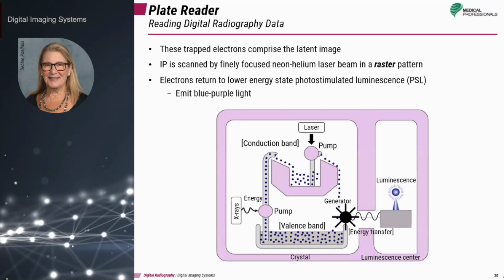As we previously stated, the trapped electrons will comprise the latent image. The imaging plate must then be inserted into the plate reader to release the electrons and to process the latent image. A helium neon laser light scans the plate and releases the electrons that are trapped. These electrons emit light as they move back and forth to the valence band.